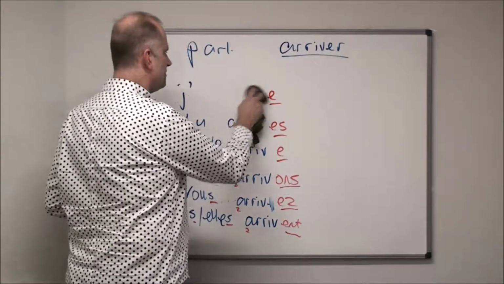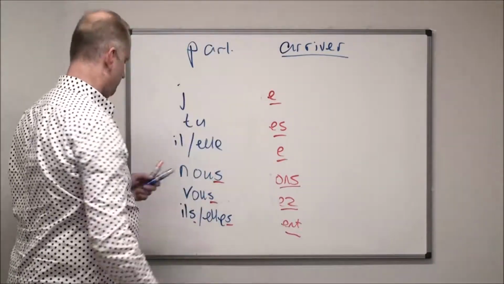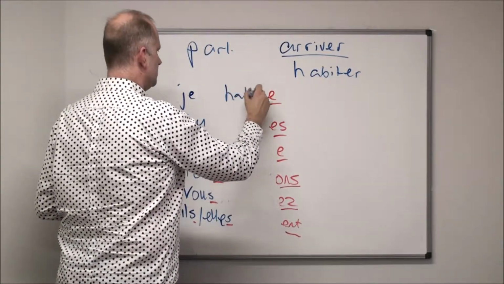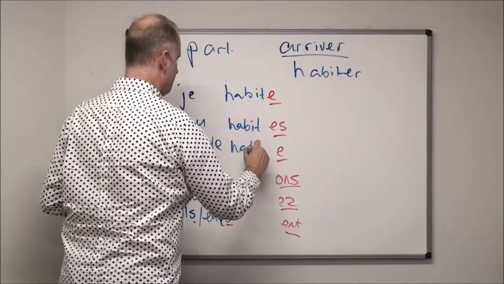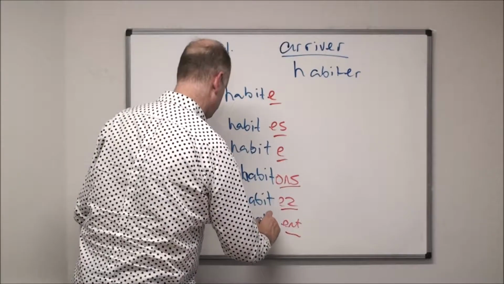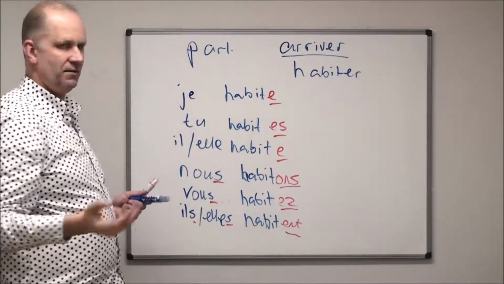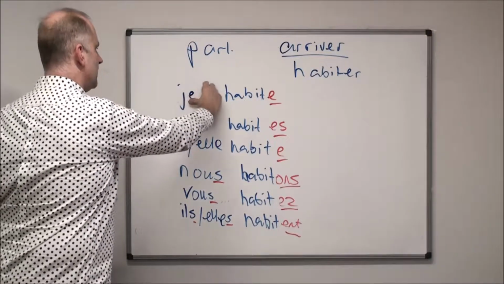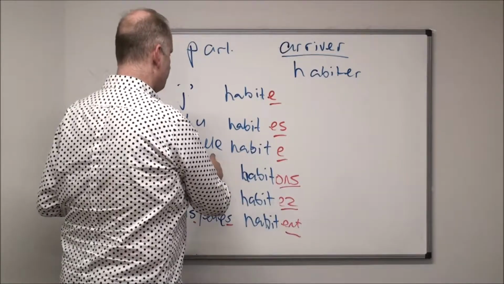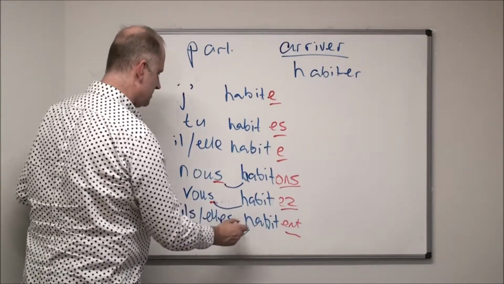It also happens with some verbs which begin with an H. If you want to say to live, that is habiter. So I'm going to write habit all the way down. Basically the H you don't hear. Although it's a consonant at the beginning, it's essentially a vowel sound. So just as you have to remove the E here, instead of je habite, it's j'habite. Tu habites, il habite, elle habite. And again, you've got the liaison. Nous habitons, vous habitez, ils habitent, elles habitent.